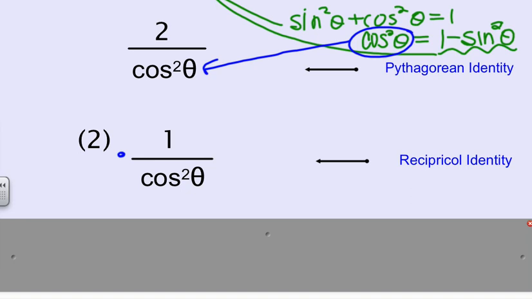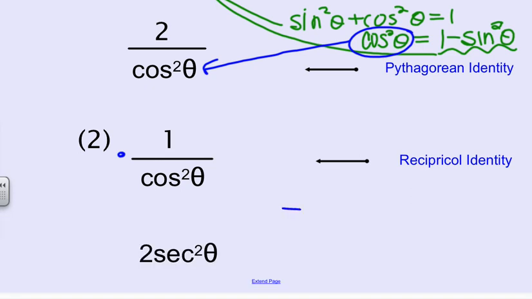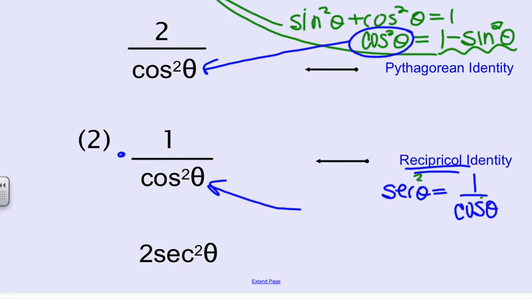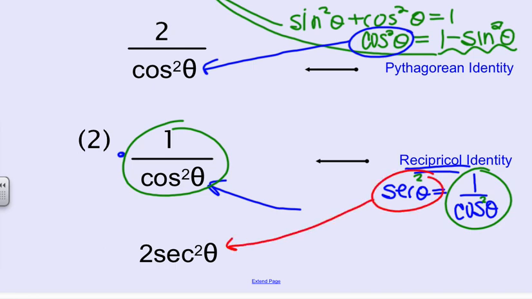Do you see another identity that we can use now? Right here. The reciprocal identity says this. The secant of theta equals 1 over the cosine of theta. Well, I have a square there. Doesn't make a difference. This just becomes a 2. That becomes a 2. So if here's my 1 over the cosine squared of theta, I can replace it with secant squared of theta. So there is my final equation on the left simplified down.